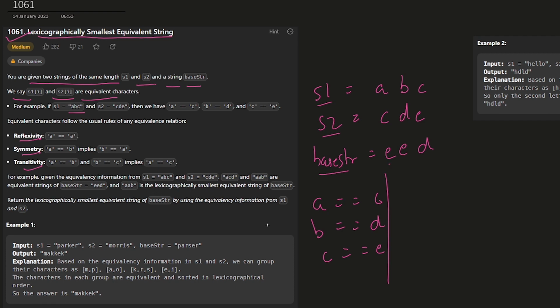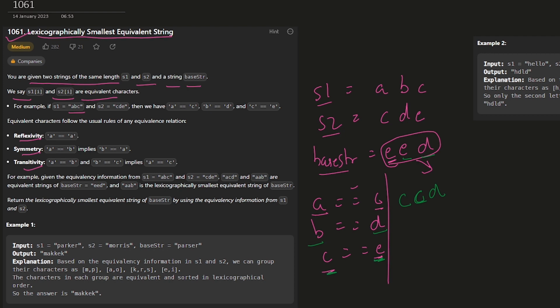Now we have been given a base string, that is EED. We have to generate many strings by using this equivalence. On the first character we have E, and E is equivalent to C as well, and this C is also equivalent to A. Let me use a different color. Here we have E, and E is equivalent to C, so in place of E, I can write C, isn't it? After that, again in place of E, I can write C, and in place of D, I can write B, because they are equivalent, right? So we are getting one string, that is CCD. So far so good. Now, guys, we can generate more strings.